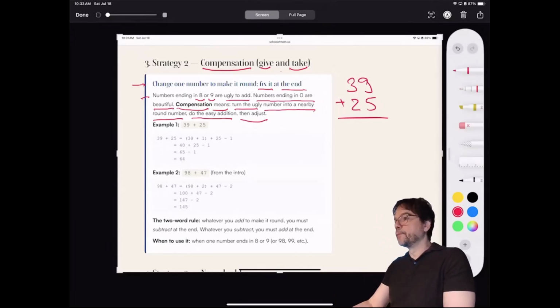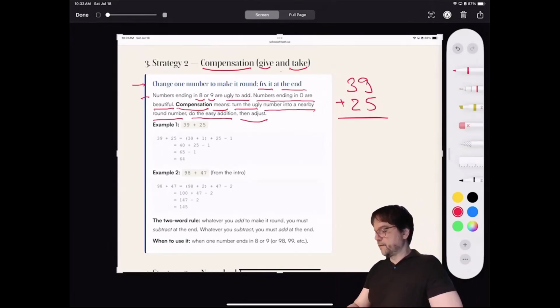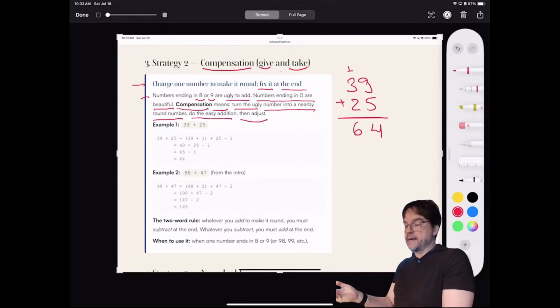Let's see together. 9 plus 5 is 14. Goes 1. Yes, 64. And you did it relatively fast.